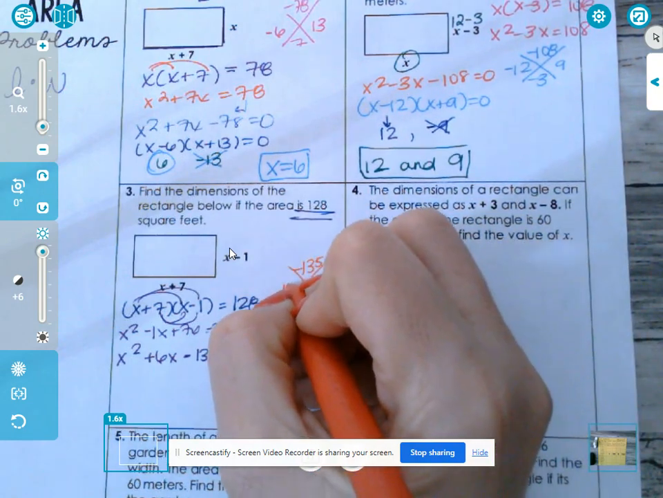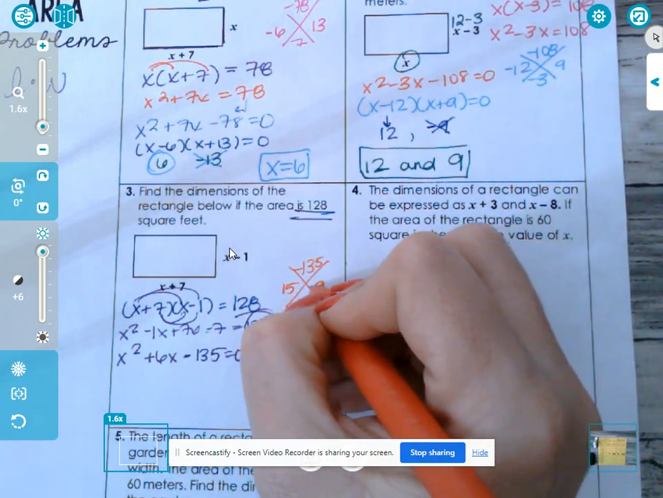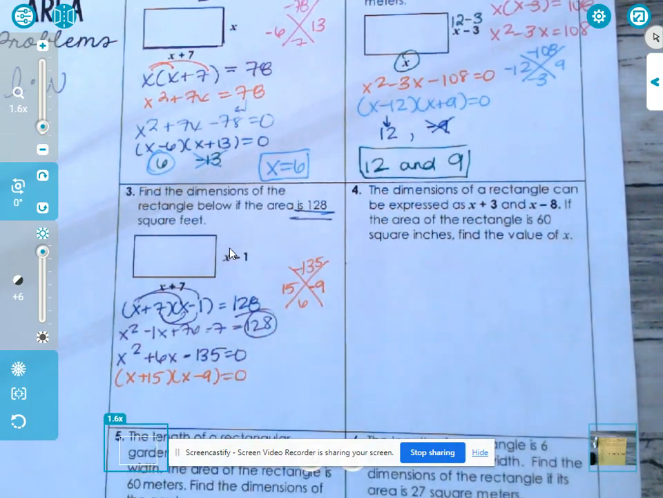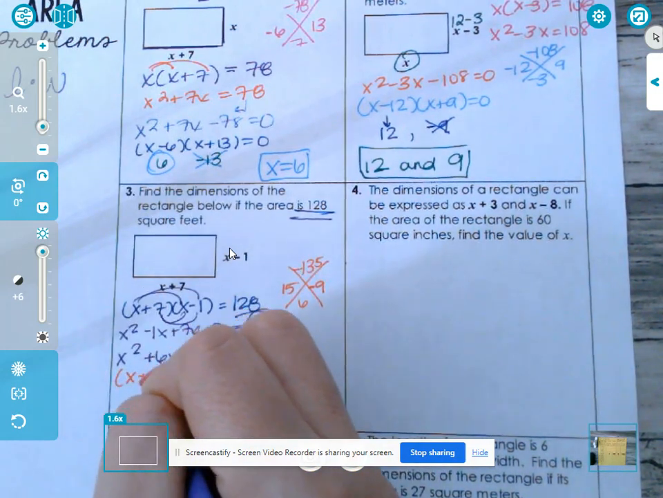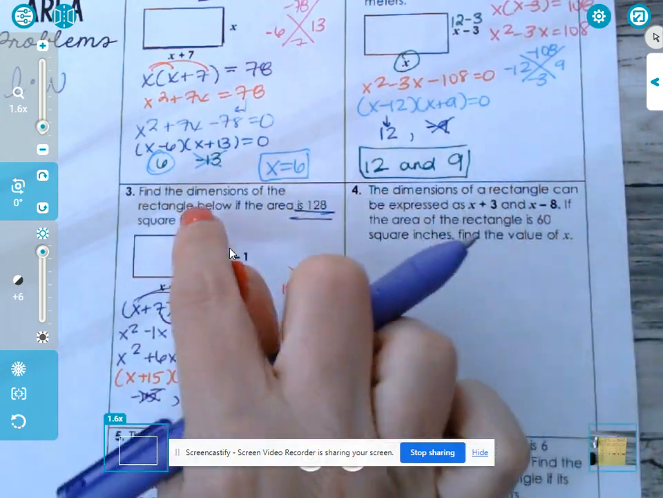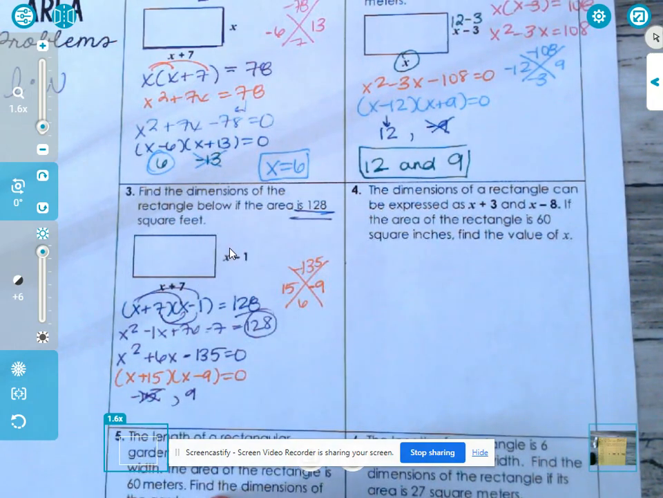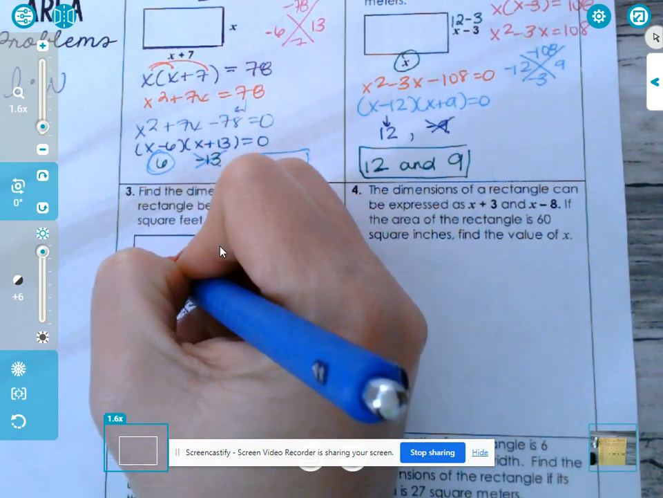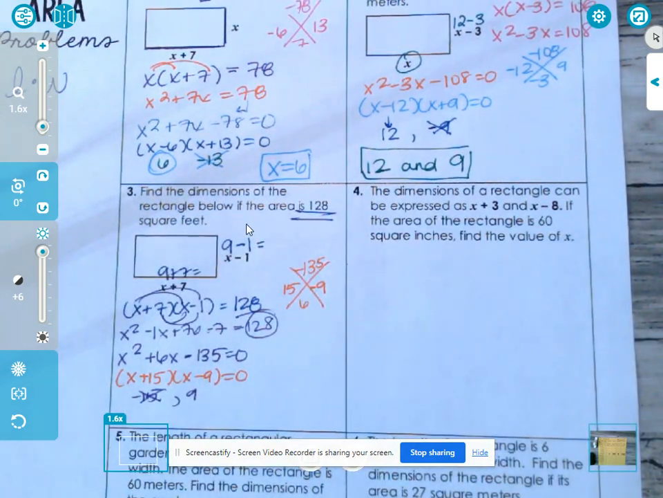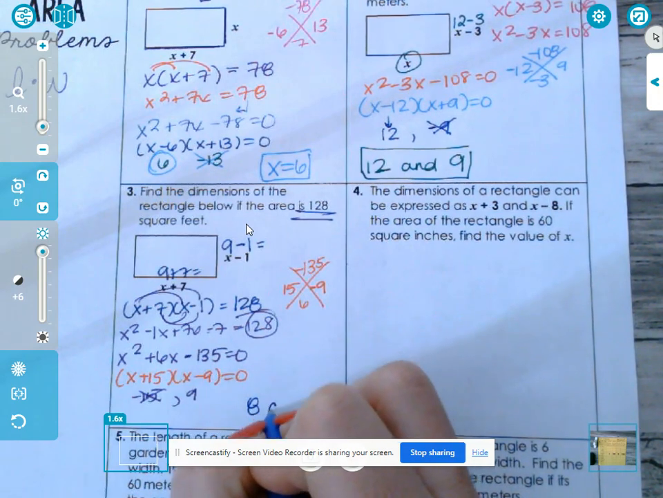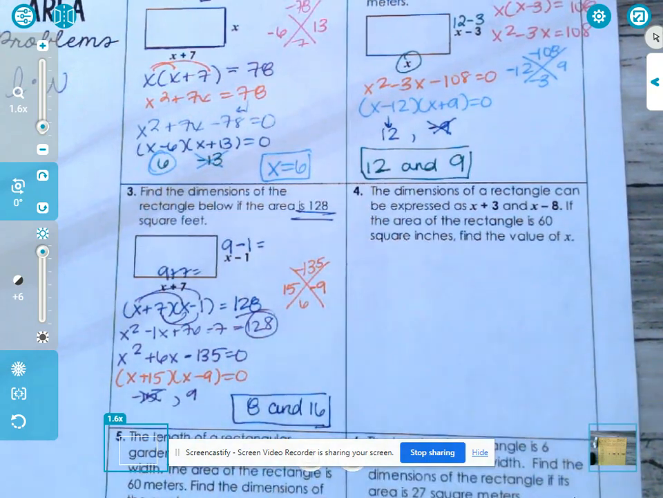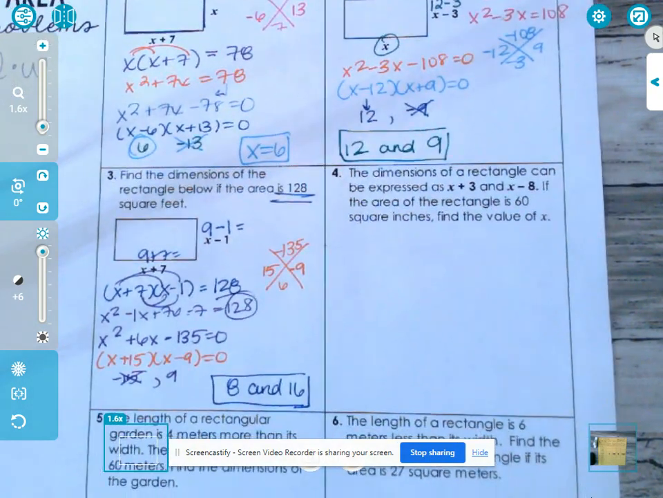Again, I gave you some time to think about that in class, but it is going to be 15 and 9. Positive 6 means we need a negative 9, so we've got x plus 15 and x minus 9. And when you drop those out, it gives you negative 15 and positive 9. Throw away the negative. It wants both the dimensions. So that means that 9 has to get plugged in for our x. So 9 minus 1 and 9 plus 7. 9 minus 1 is going to give me 8, and 9 plus 7 is going to give me 16. So our dimensions are 8 and 16.